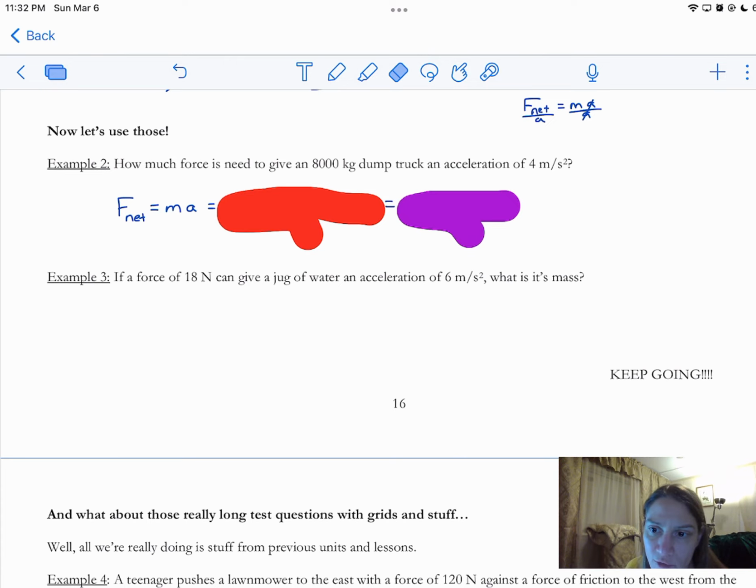because it says how much force, okay? We're going to take our mass and multiply it by our acceleration. So that's the 8,000 kilograms for the mass and an acceleration of 4 meters per second squared. So that looks like this.